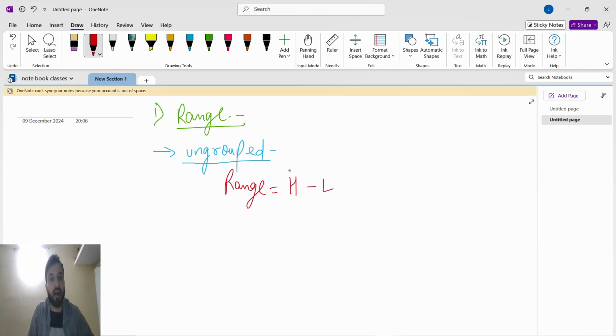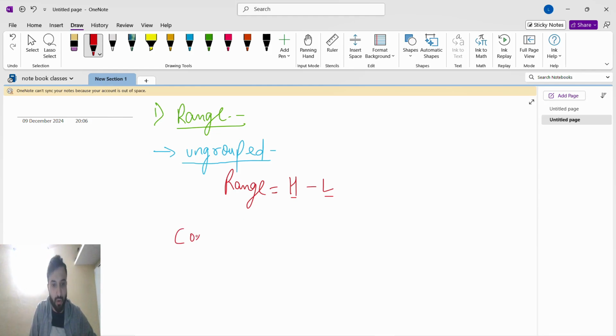Guys, H indicates the highest observation, L indicates the lowest observation. So the observations are given there, and you have to select which is the highest and which is the lowest. Highest observation minus lowest observation is the range formula.